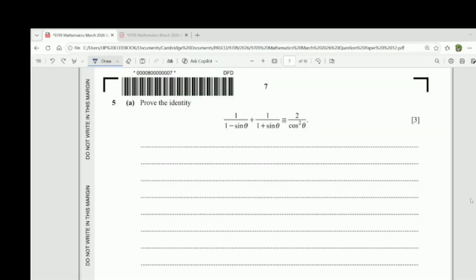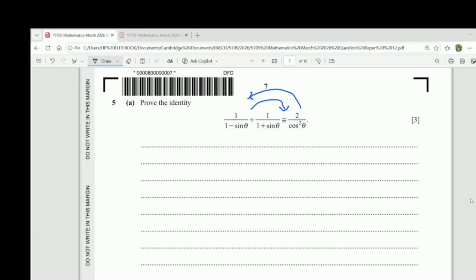So we go to question number 5a, and it's about trigonometry. We prove the identity: 1 over 1 minus sine theta plus 1 over 1 plus sine theta is equivalent to 2 over cos square theta. All the time we can prove from left to right, from the left hand side to the right hand side. We can also prove from the right hand side to the left hand side, which is going to be a bit more difficult than going from left to right. So I'm going to go from left to right.